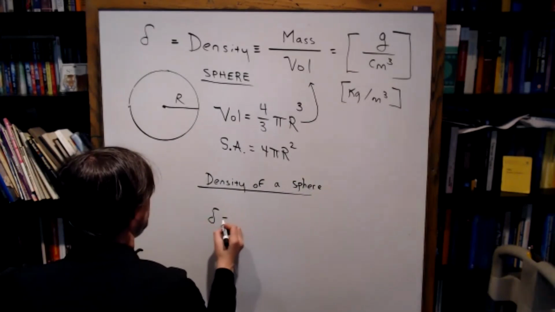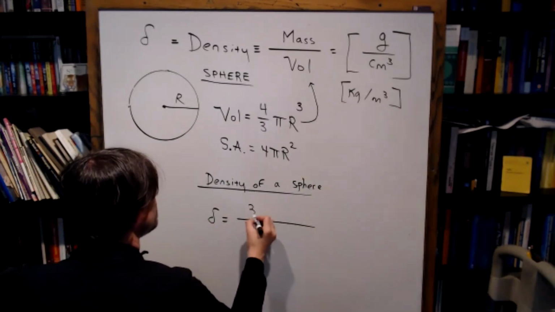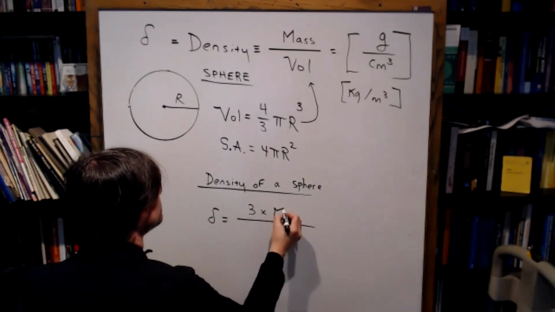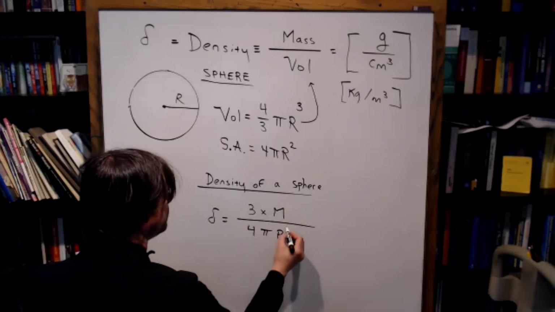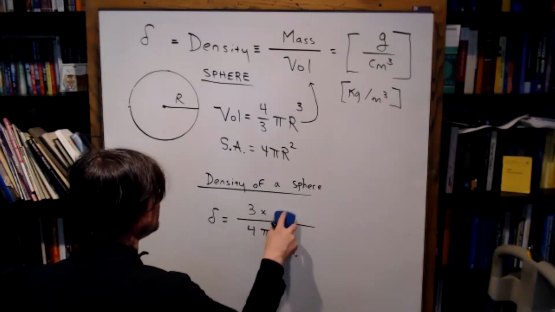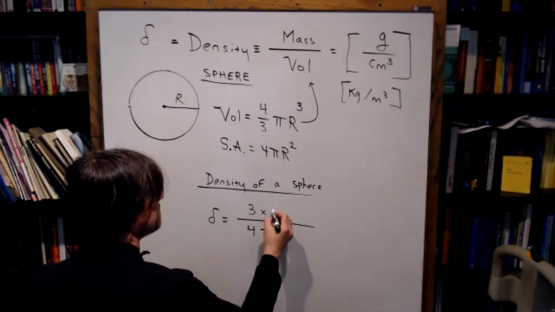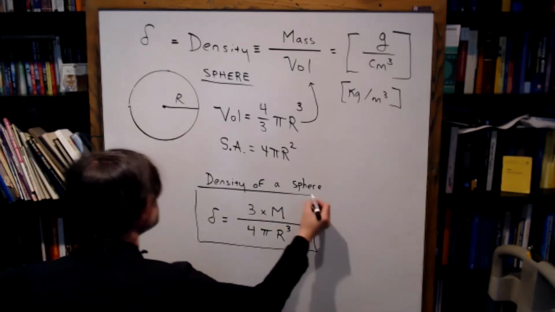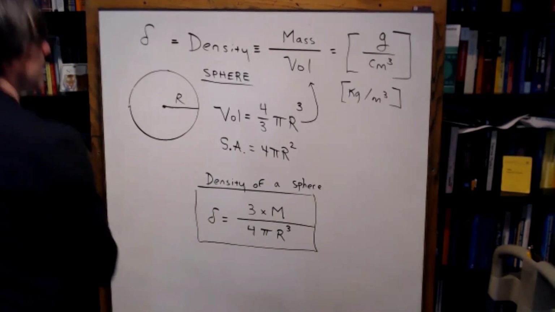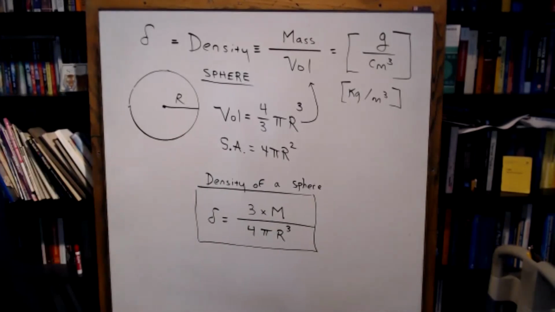The density of a sphere is 3 times the mass divided by 4 pi r cubed. You'll notice I flipped the 3 up to the top. I think that's a pretty important formula in this class. Take a moment to write that down. We're going to try to calculate the density of Earth.